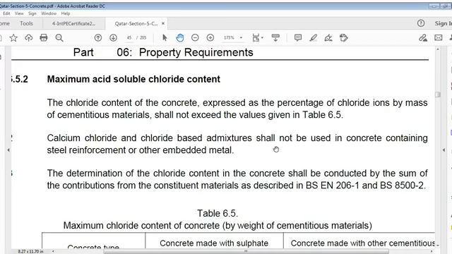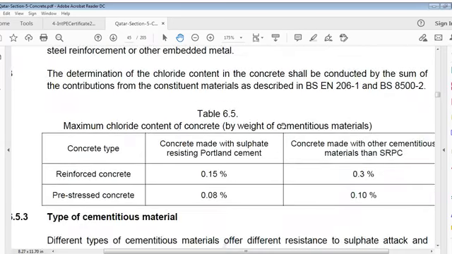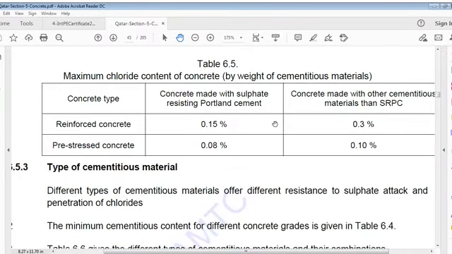Determination of chloride content in concrete shall be conducted by the sum of contributions from constituent materials described in BS EN 206-1 and BS 8500-2. Now Table 6.5, this is the maximum chloride content of concrete by weight of cementitious materials.